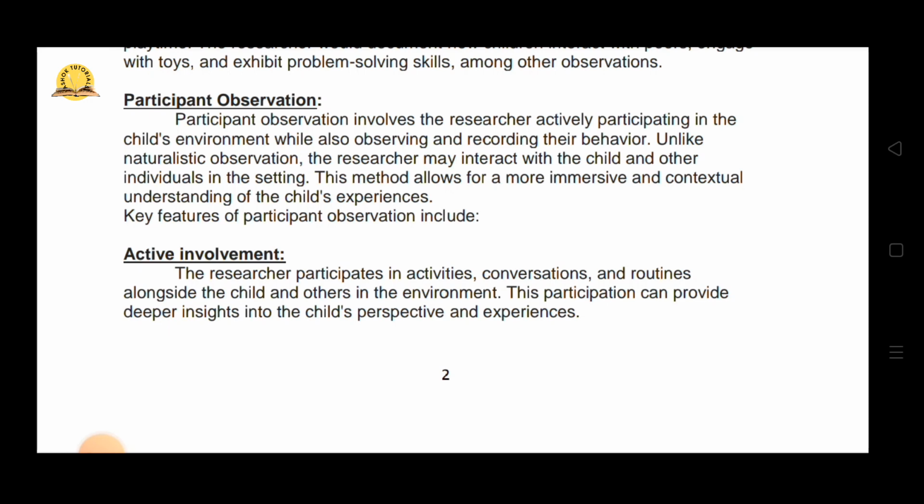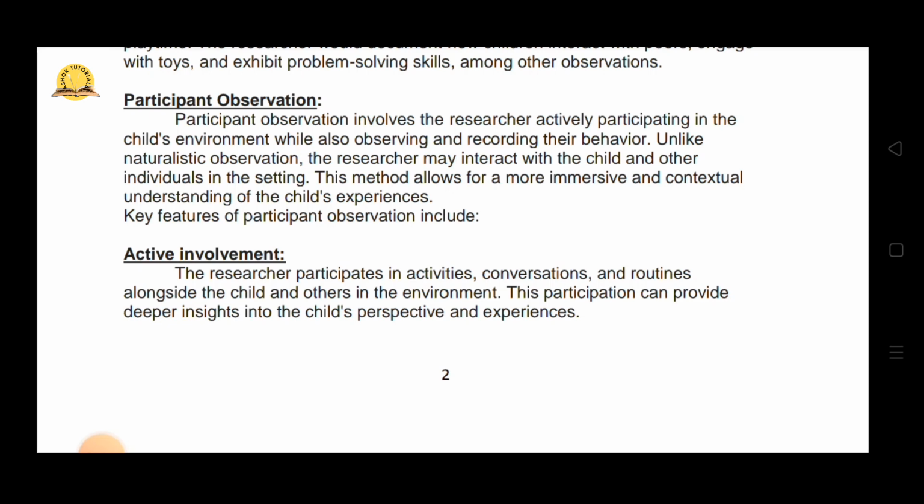So in participant observation, what happens? The researchers can involve him or her in studying the child. All right, the researcher can interact with the child, ask the child certain questions, or he can observe directly from the field, right? Directly with the child he can interact, and he may get to know the child in a better way, unlike a naturalistic environment where the researcher is not involved.